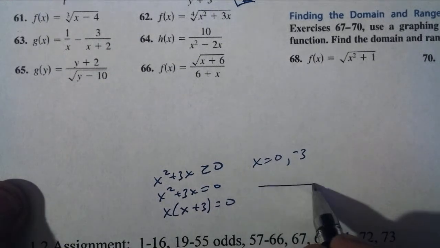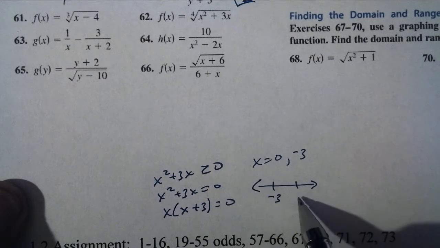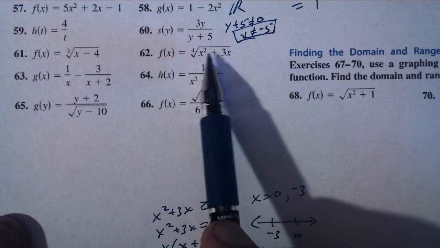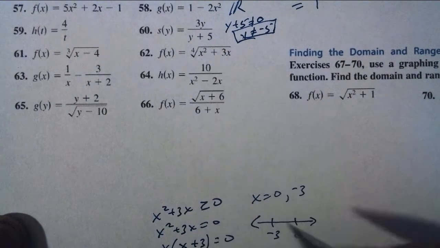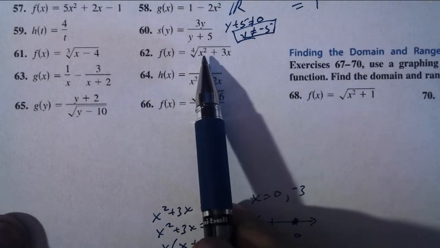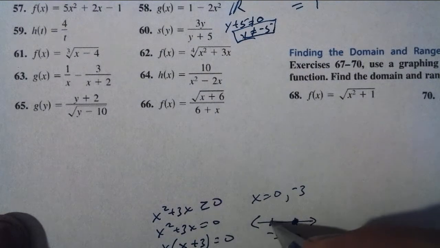So on a number line, negative 3 is of interest and 0 is of interest. Can I put 0 here? I get 0 plus 0, I can take the square root of 0. Yep, 0 is okay. Can I put negative 3 here? I would get positive 9 minus 9, 0. The square root of 0 is okay.